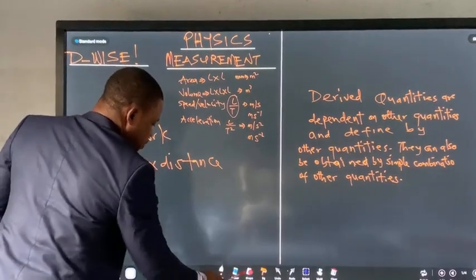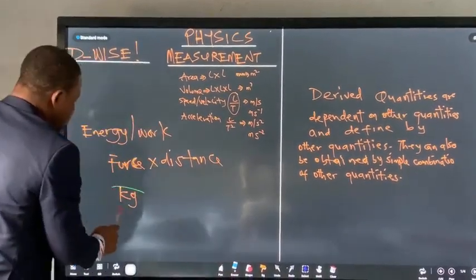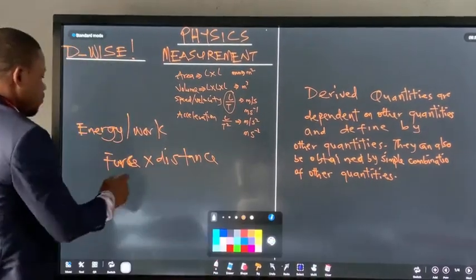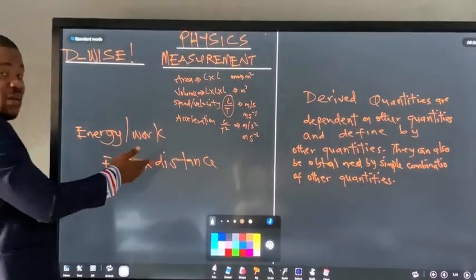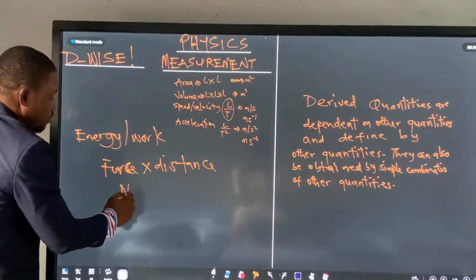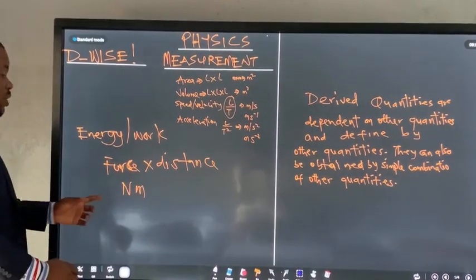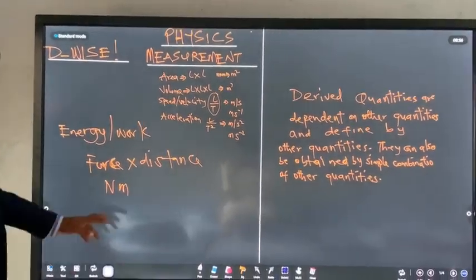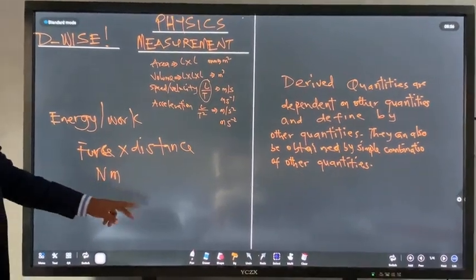So the force is Newton, right? And then distance is meters. Distance from length. From length you get distance. So I can say that this is Newton times meters. So give me Newton meter. That's force. Newton meter.